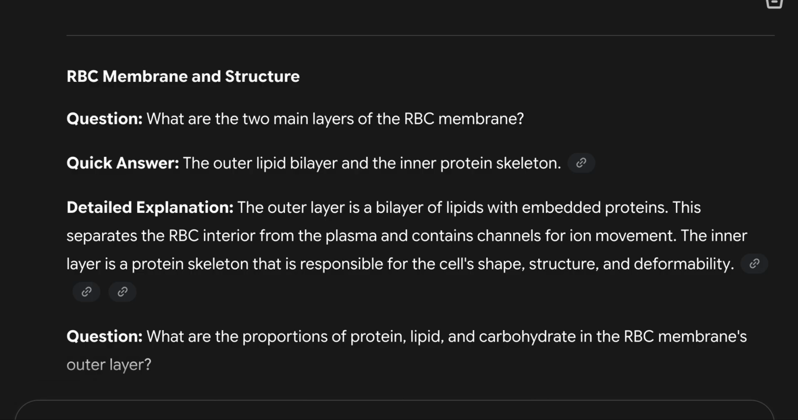What are the two main layers of the red blood cell membrane? The outer lipid bilayer and the inner protein skeleton. The outer layer is a bilayer of lipids with embedded proteins. This separates the red blood cell interior from the plasma and contains channels for ion movement. The inner layer is a protein skeleton that is responsible for the cell shape, structure, and deformability.